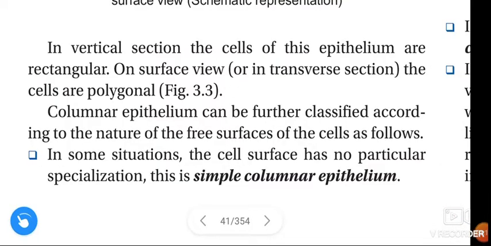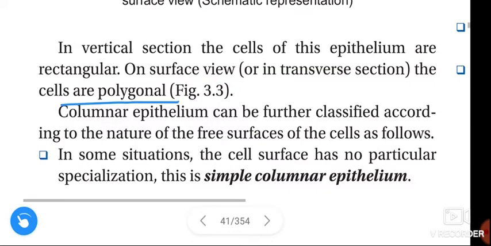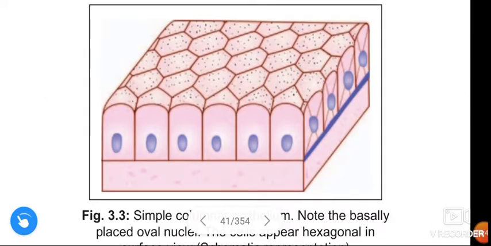See here, in vertical section the cells of the simple columnar epithelium are rectangular. On surface view or in transverse section, the cells are polygonal. See this figure.